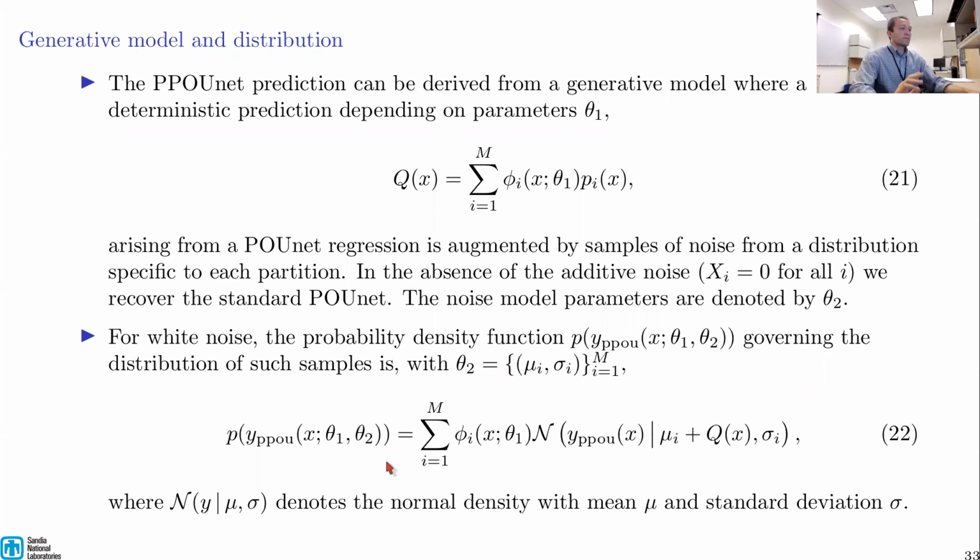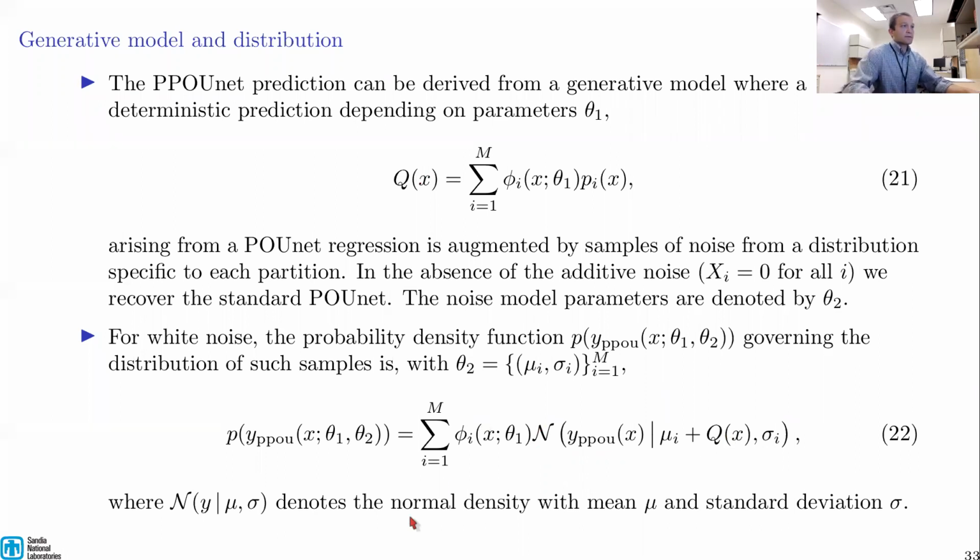So I'm just going to tell you that there's a generative model underlying this entire framework, but skip the first point, and I'll just tell you that basically this gives you a distribution. Instead of a deterministic output y, you get a distribution for the output y over some point x, and the distribution is a Gaussian mixture model, where the mixture coefficients are your POU functions, and the normal distributions of your Gaussian mixture are centered at your deterministic POU net Q.